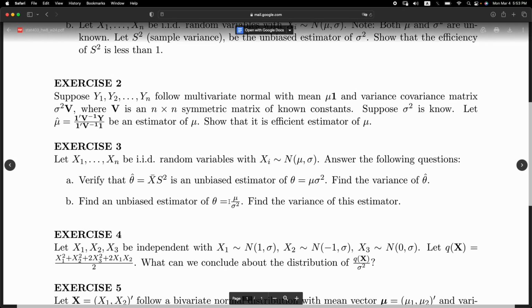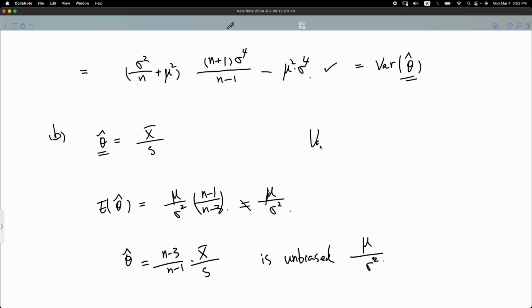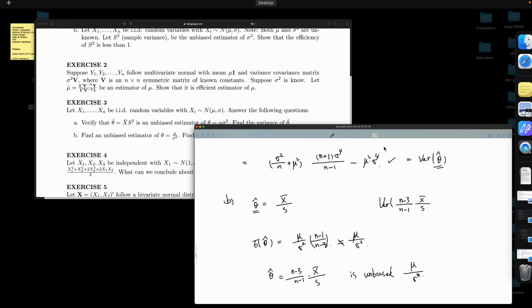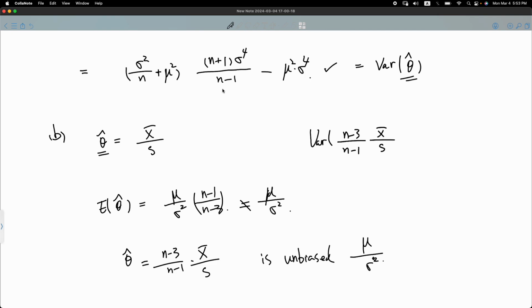Find an unbiased estimator for that, and then find the variance of the estimator. So we want the variance of the estimator that we designed: (n minus 3)/(n minus 1) times x bar over s. Is it s or s squared? I think it should be s squared.